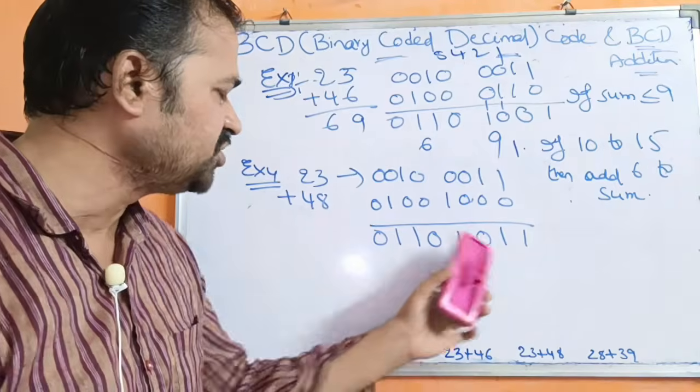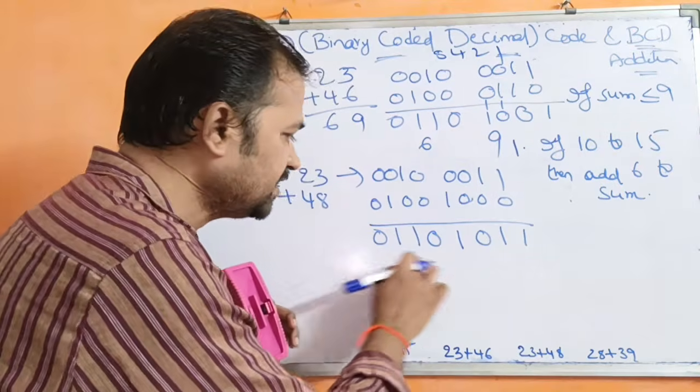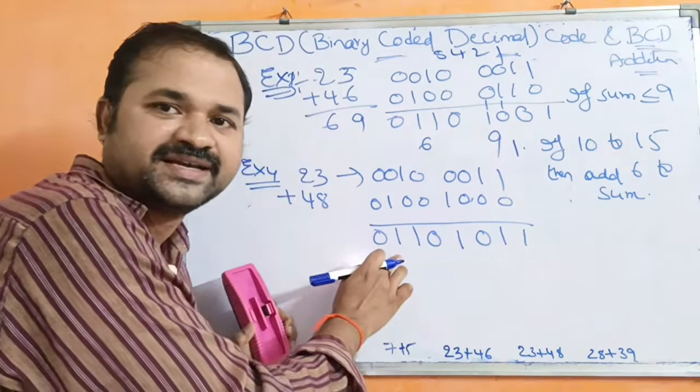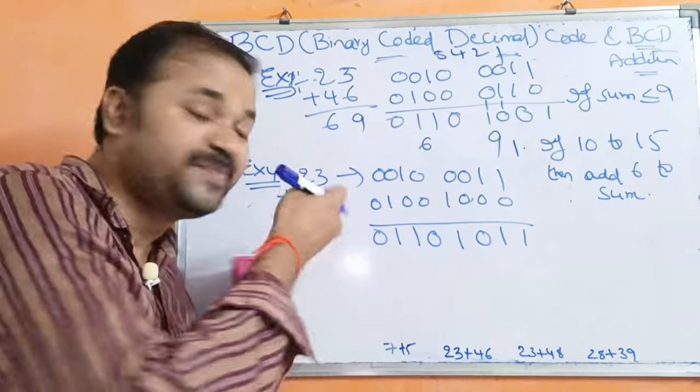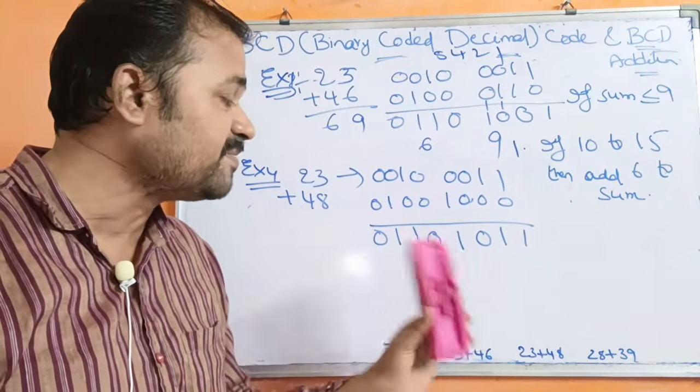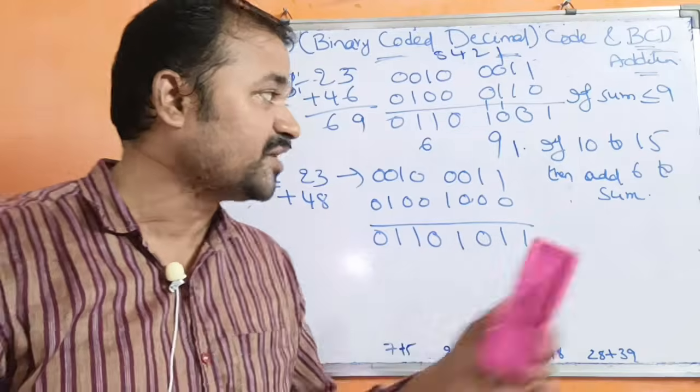So 0110 1011. So 0110 means what? 6. It is a valid BCD number only. But 1011 means 8 plus 2 plus 1. So it is 11.